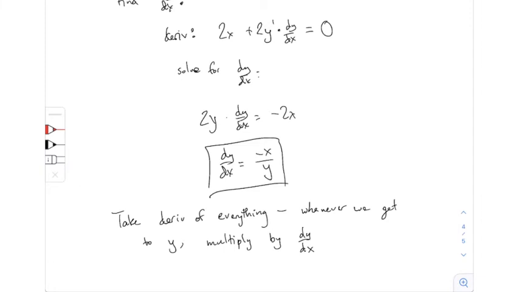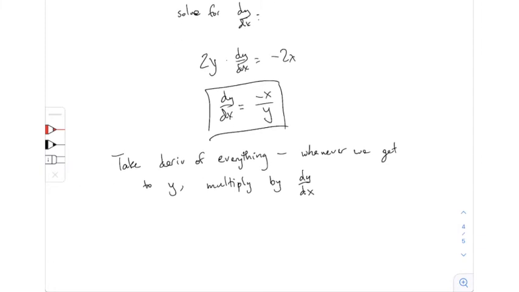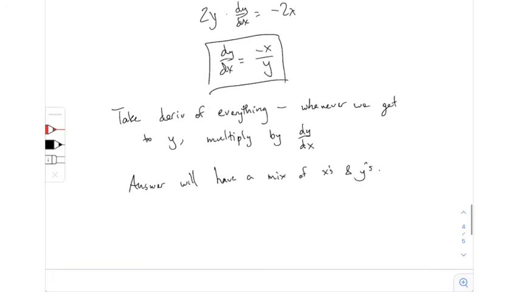One thing I want to point out is you should expect your answer. The original function was not explicit in terms of y, in terms of x. It had a mixture of x's and y's. When you do the implicit derivative, you should expect your answer to also have a mixture of x's and y's. And sometimes this is inconvenient, but I will just say the answer will have a mixture of x's and y's. All right? You shouldn't be surprised if that happens in your answer.